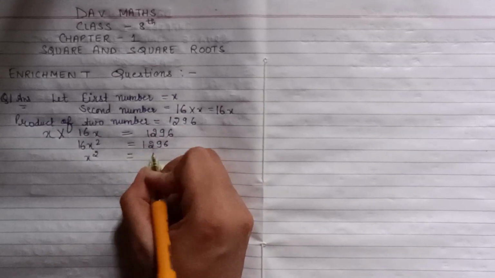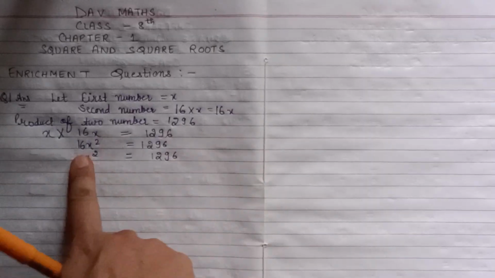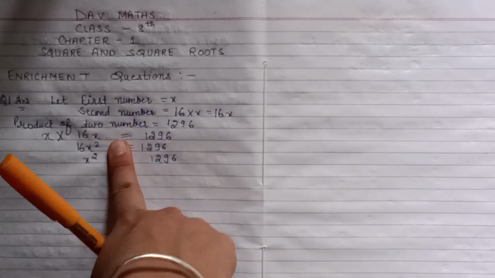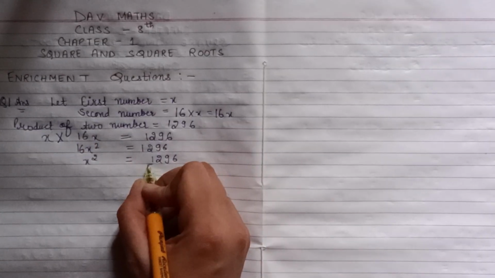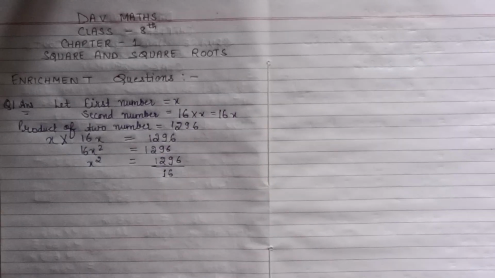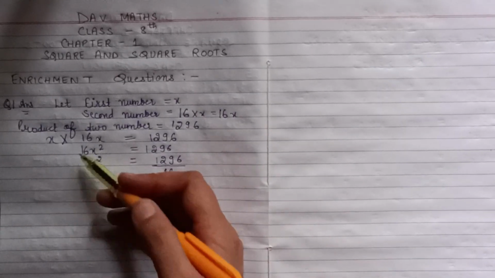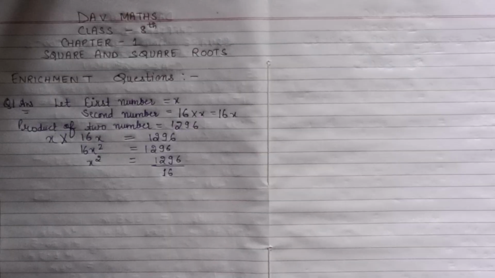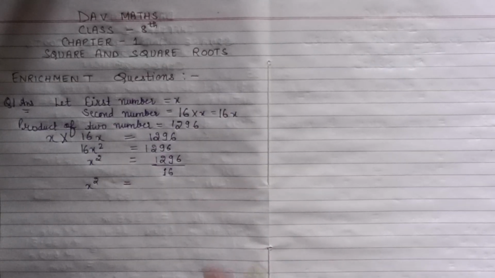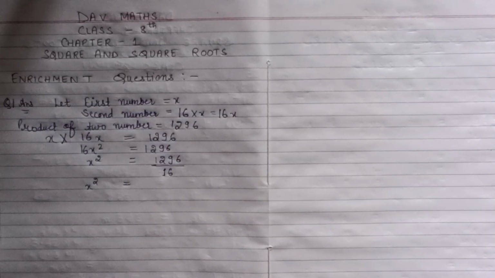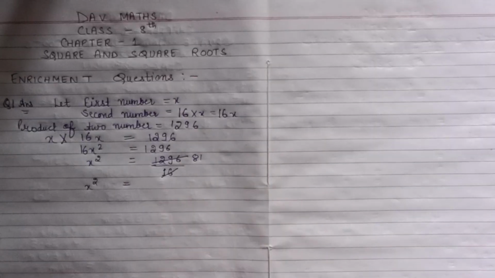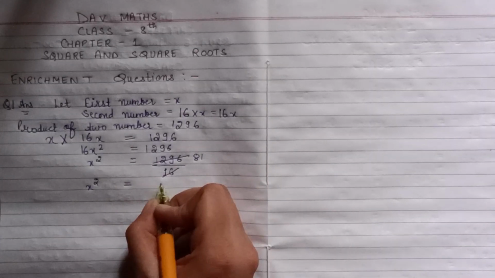So x square is equal to 1296 divided by 16. Here 16 is multiplied by x square, so from this multiplication, 16 turns into division. Now x square is equal to 1296 divided by 16. So 16 81s are 1296. So x square is equal to 81.